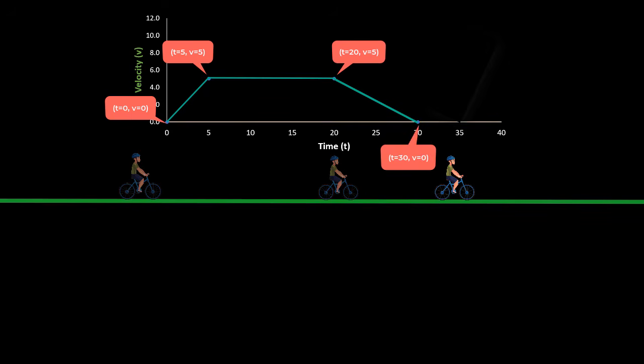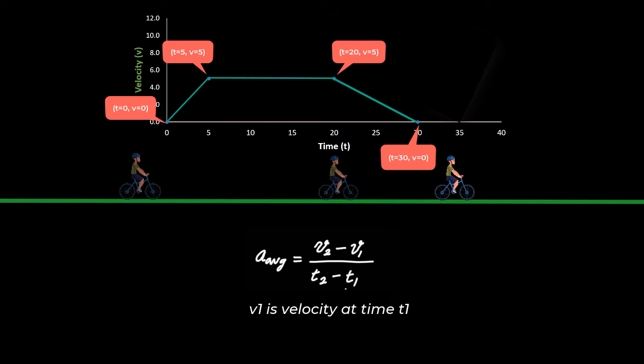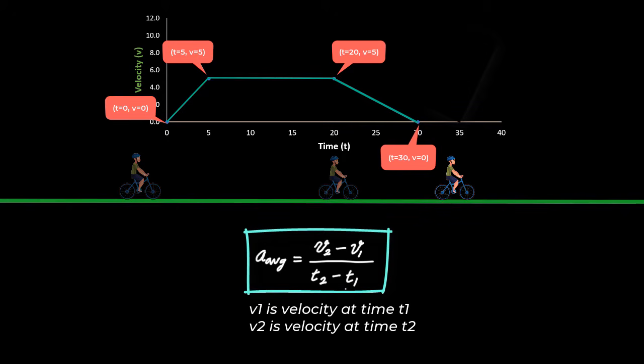So the formula we use to find average acceleration over a time period is given as a average is equal to (v2 minus v1) by (t2 minus t1), where v1 is velocity at time t1 and v2 is velocity at time t2. So looking at this equation, we can say that acceleration is nothing but the rate of change of velocity, because you have delta v in the numerator, and delta t in the denominator, and you can see the units of acceleration will be meters per second square.